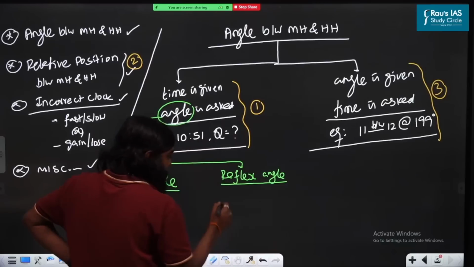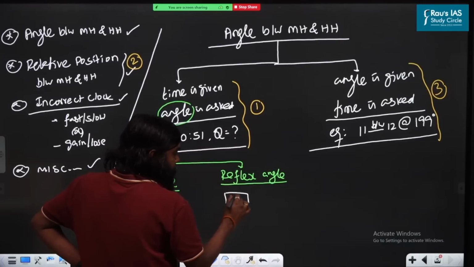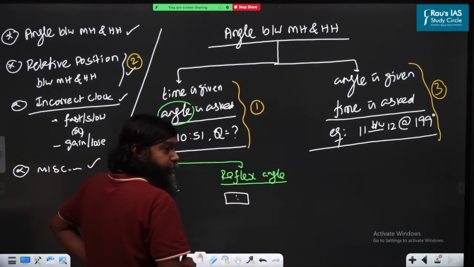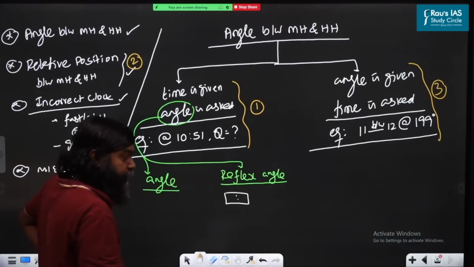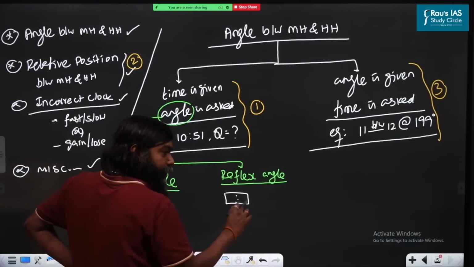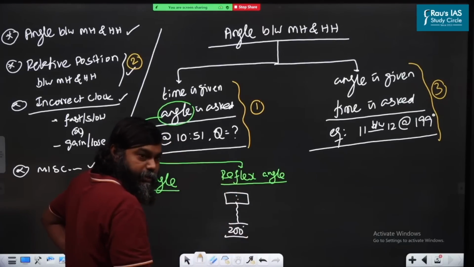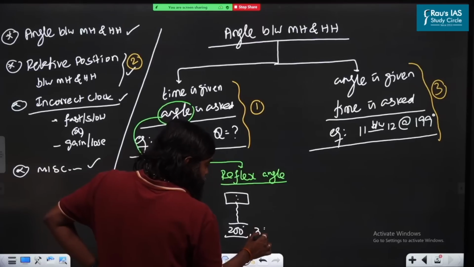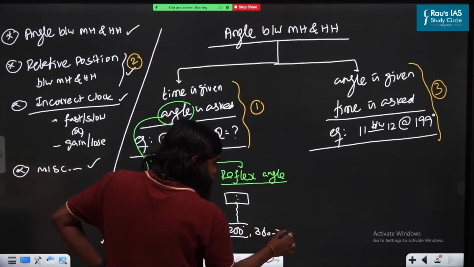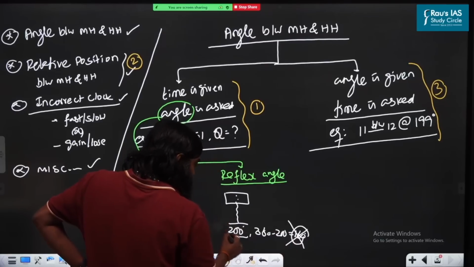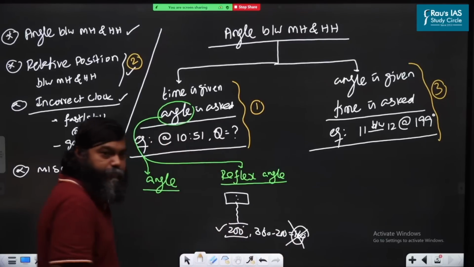Listen, for example, some time slot is given. Somebody says 360 minus. Listen. Now you are calculating by some interpretation and your answer is 200 degrees. But the question asks for the reflex angle. What will the student do? 360 minus 200, they will say 160 degrees is the answer. That is wrong. This is already in reflex form.